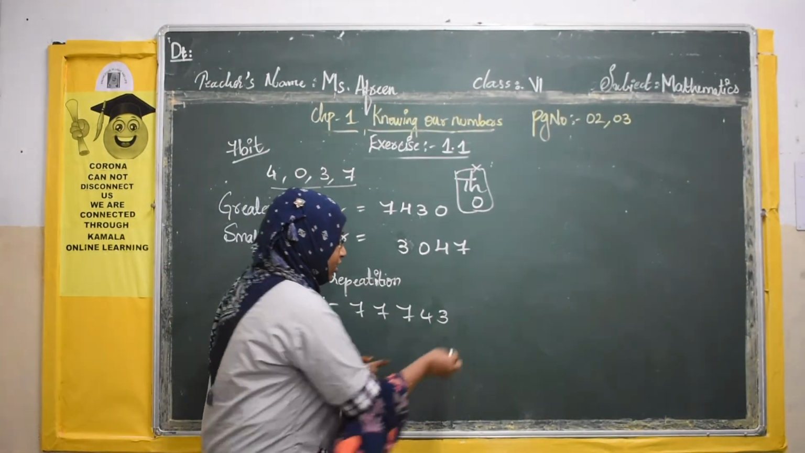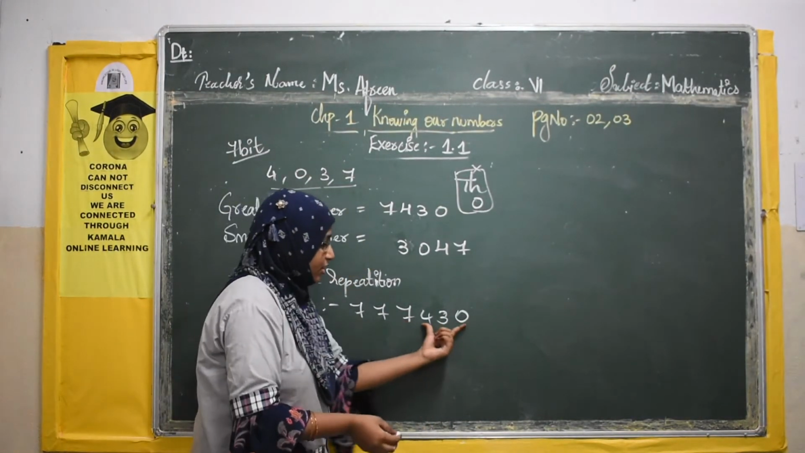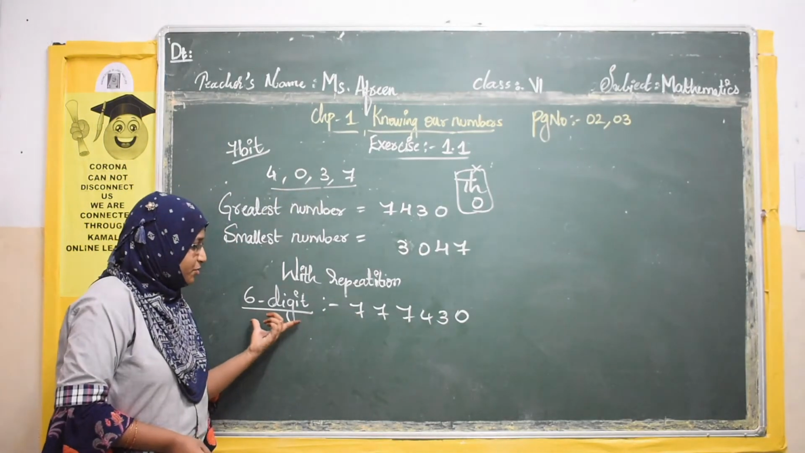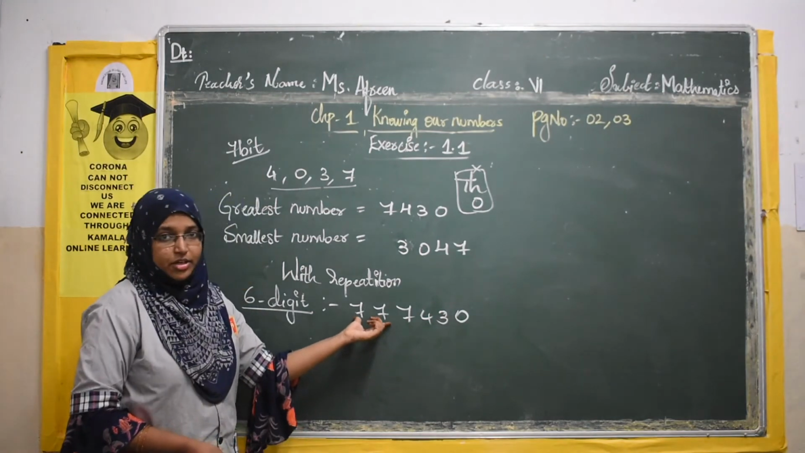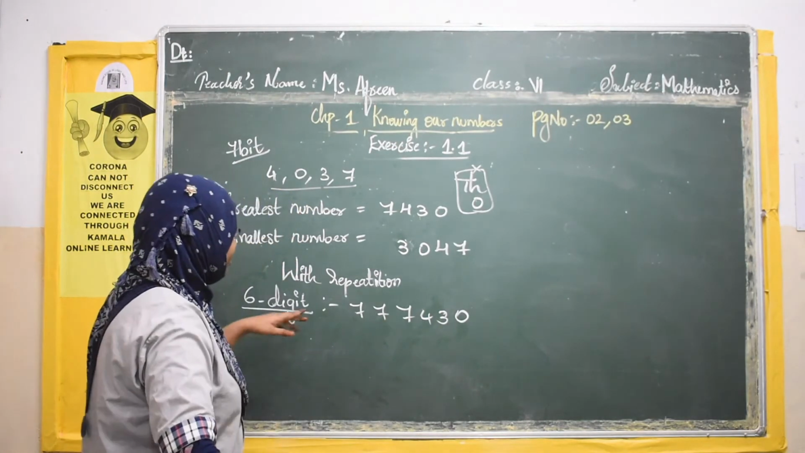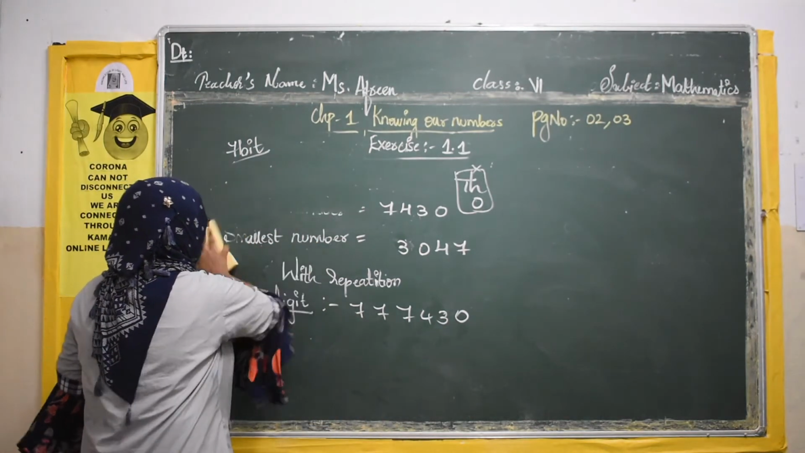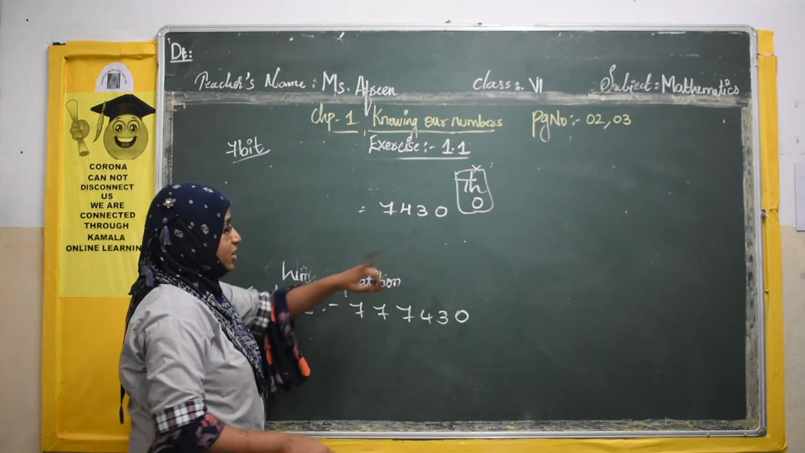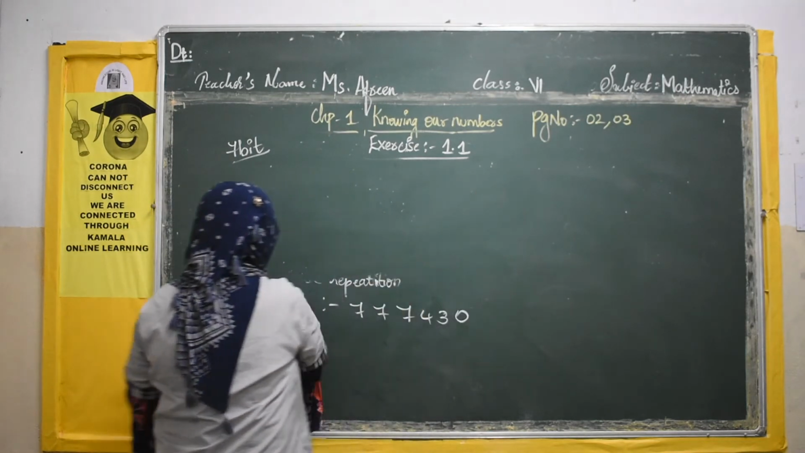Now if you see, these are 7 7 4 3 0. Now this is a 6-digit number. So with a 6-digit number, we repeat the highest number and write the remaining numbers. Okay, this is how we will write with repetition. So the greatest number is 7430 and the smallest number is 3047.